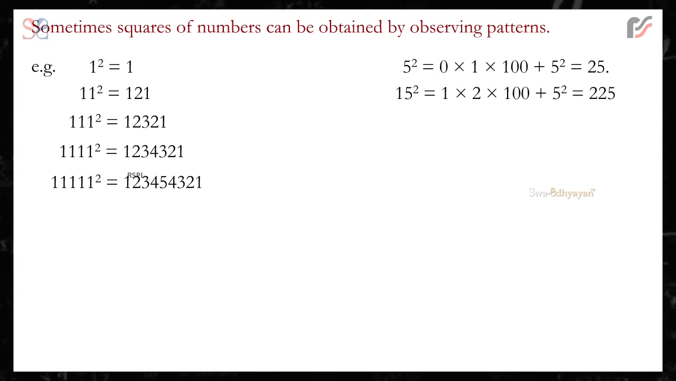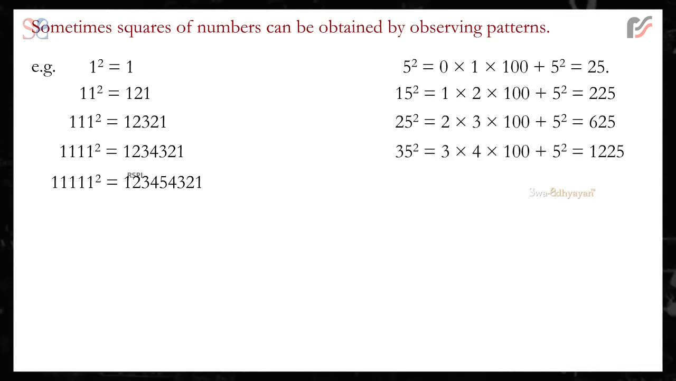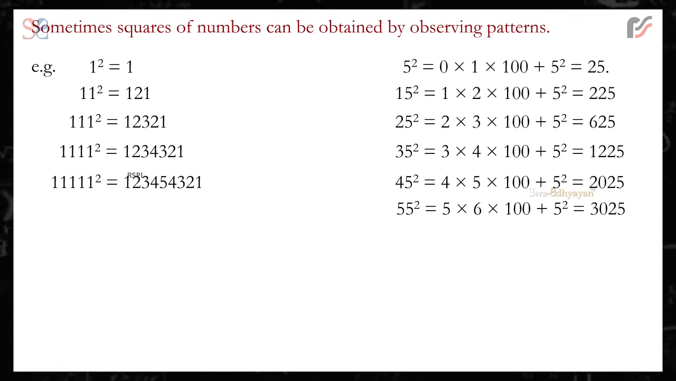15 square is equal to 1 into 2 into 100 plus 5 square, which is equal to 225. 25 square, which is equal to 2 into 3 into 100 plus 5 square, is equal to 625. 35 square is equal to 3 into 4 into 100 plus 5 square, is equal to 1225. 45 square is equal to 4 into 5 into 100 plus 5 square, is equal to 2025. 55 square is equal to 5 into 6 into 100 plus 5 square, is equal to 3025.